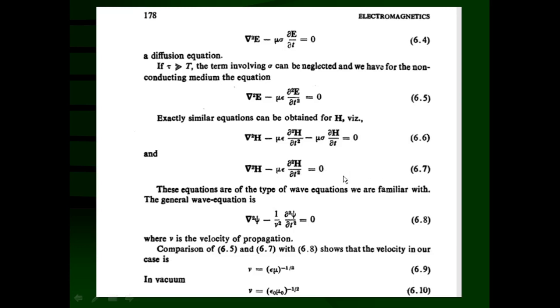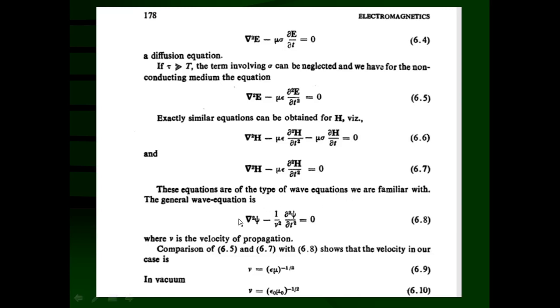So you get equation 6.7, a similar mathematical form for the electric and magnetic fields: del square E minus mu epsilon del square E upon del t square equal to 0, and del square H minus mu epsilon del square H upon del t square equal to 0. These equations are of the same type as the wave equation we are familiar with, where psi is a function of r and t. Then del square psi minus 1 upon v square del square psi upon del t square is equal to 0. That is equation number 6.8.